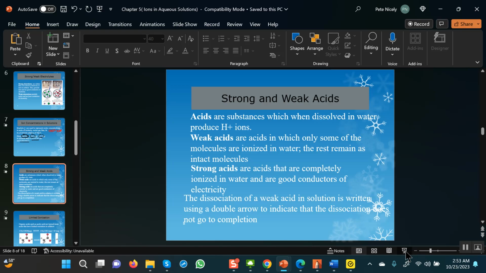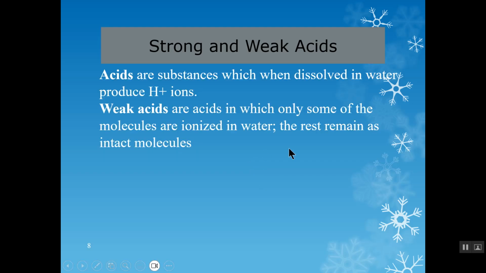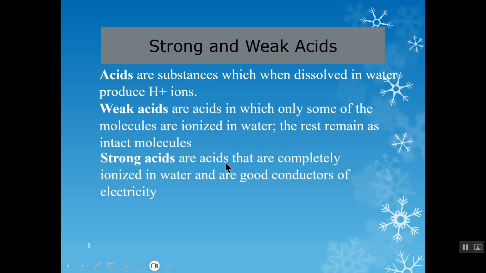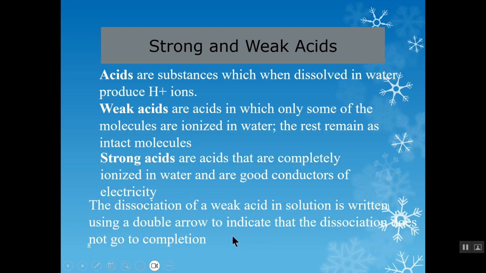So now we're going to make the distinction between two types of acids. We have weak acids, which are acids that undergo partial ionization or dissociation, right? In other words, only a small fraction of the molecules will be converted to ions. And then we have strong acids that undergo complete dissociation, all right? And therefore, as a result, strong acids are very good conductors of electricity, while weak acids are very weak conductors of electricity, all right?